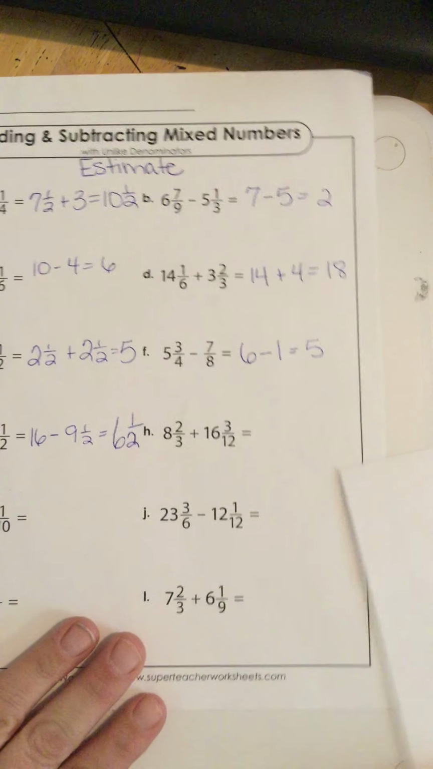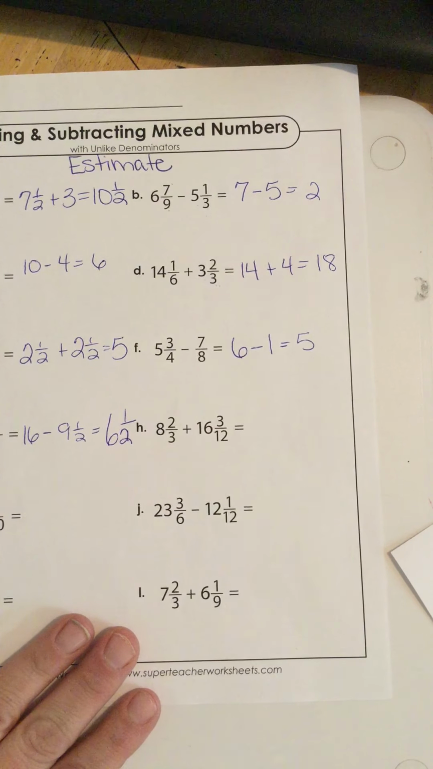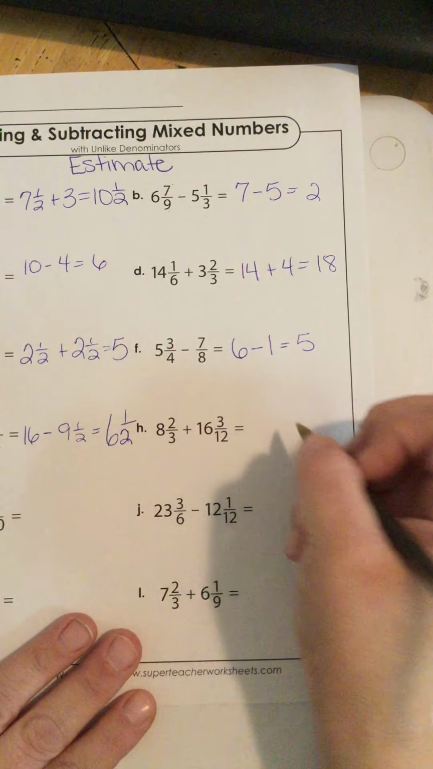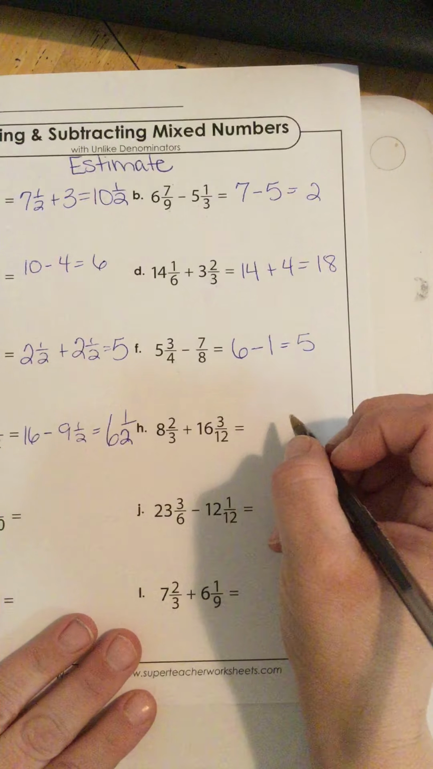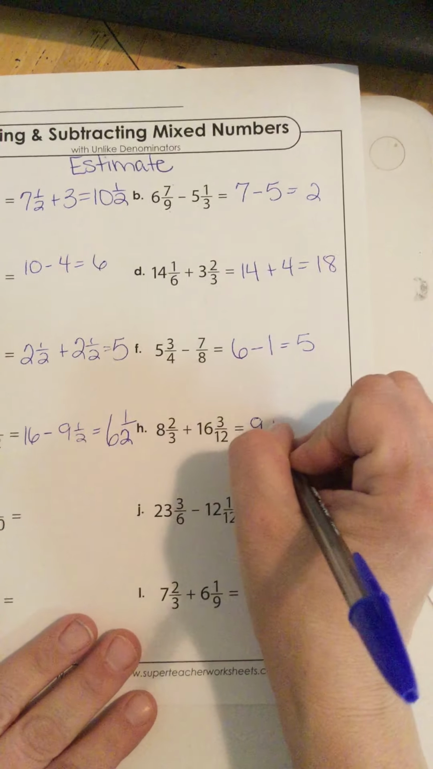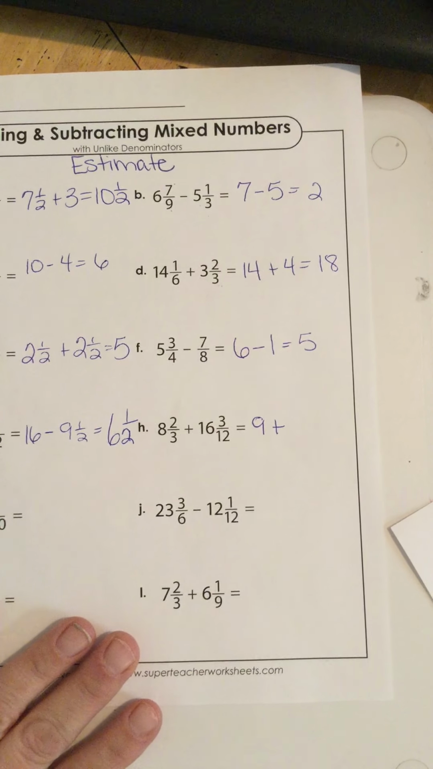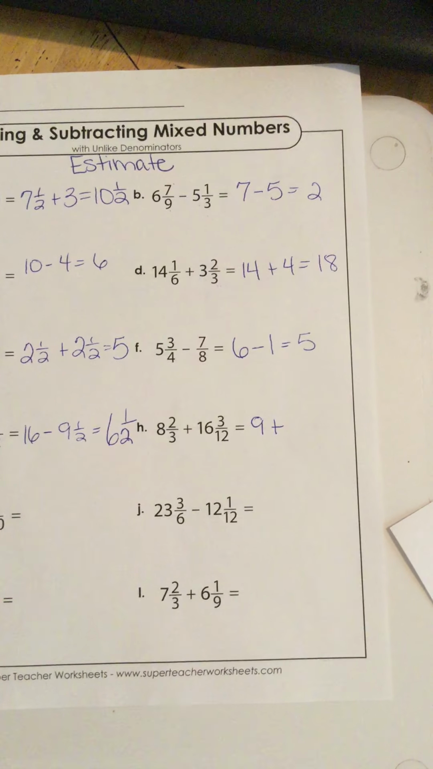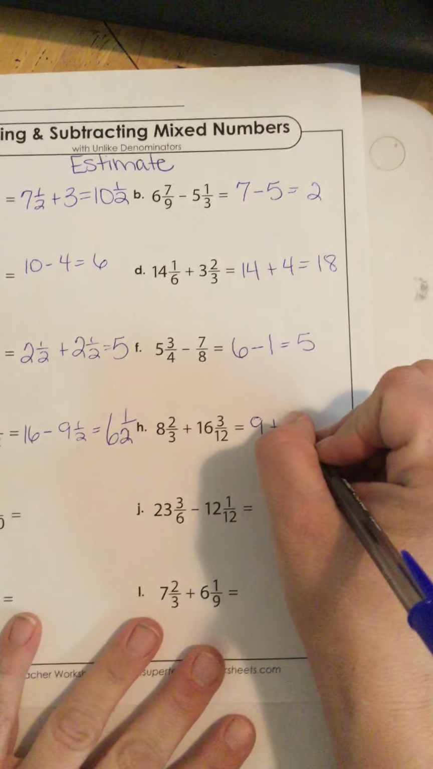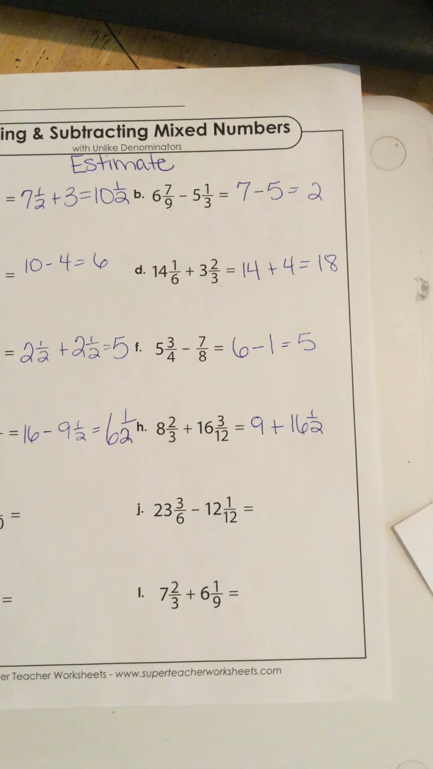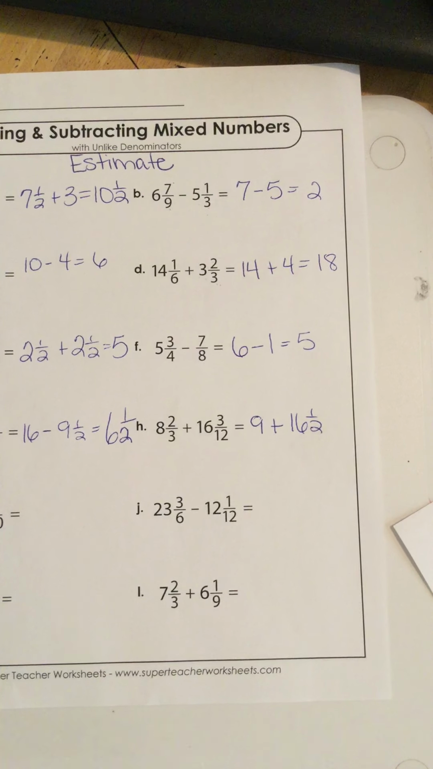All right. 8 2/3. 8 2/3. Would it be 8, 8.5, or 9? I'm going to go with 9. Plus 16 3/12. Well, 6 is half of 12, and 3 is half of 6. So I would probably give this 16.5. So what is 9 plus 16.5?